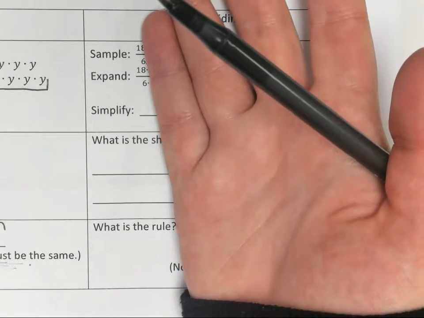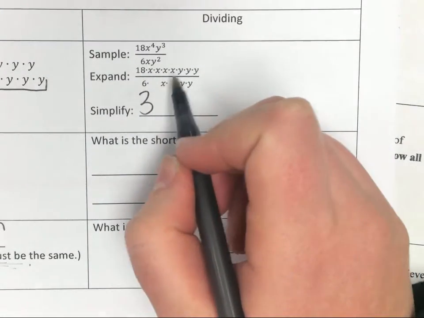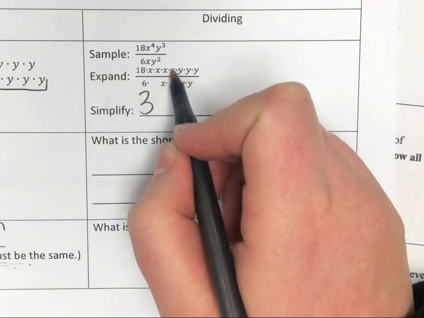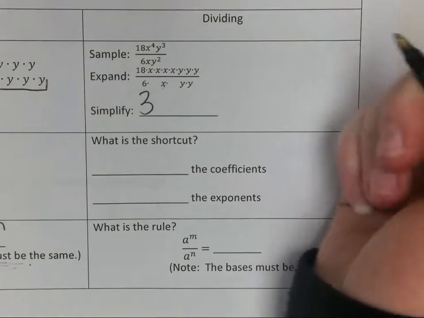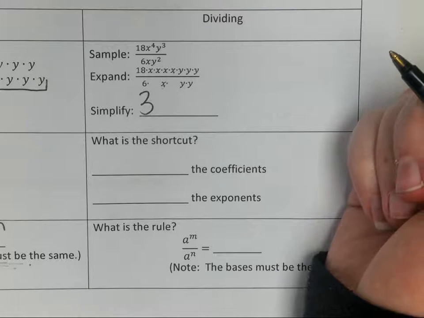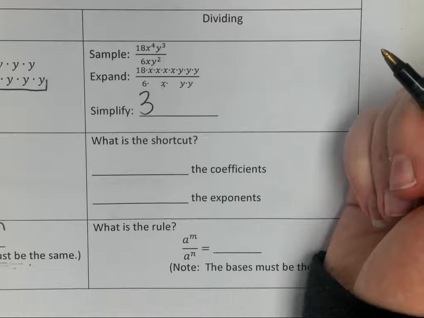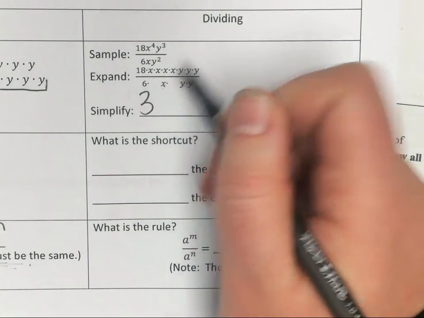18 divided by 6 gave y'all 3. So y'all did well with that. And then we kind of got stuck right here. Okay? We have an x on top and x on bottom. X divided by an x gives us 1. Okay, just like 4 divided by 4 would be 1, x divided by x is 1.